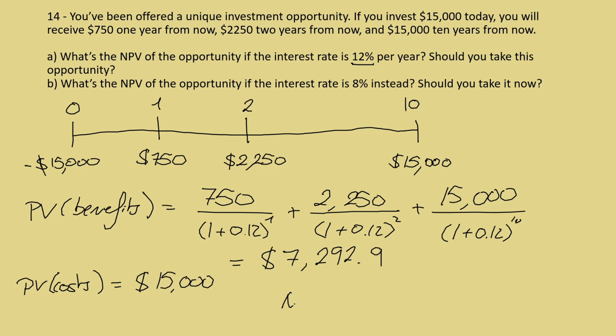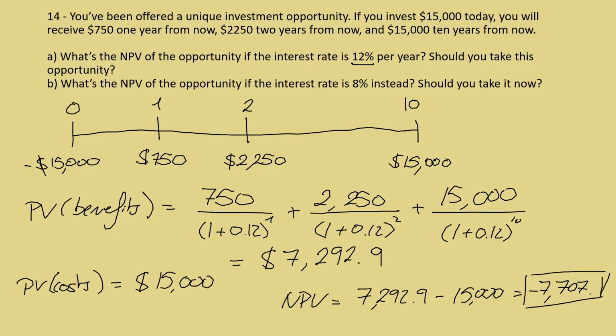Therefore, in order to calculate the net present value, we need to do the present value of the benefits, so 7,292.9, minus the costs, 15,000, which gives minus 7,707.1. So the net present value is minus $7,707. Therefore, because this investment opportunity is not making us money, in fact we're losing a lot of money, we shouldn't take this opportunity on.